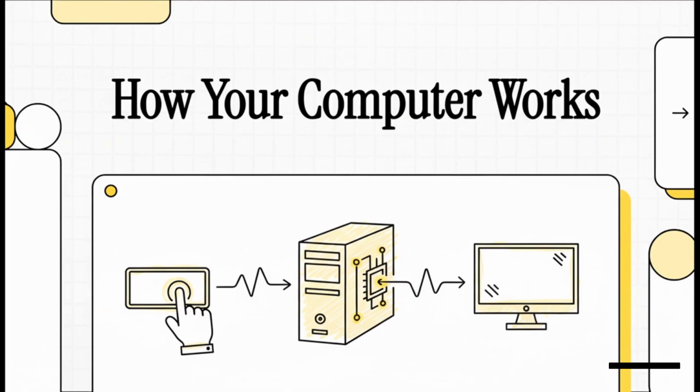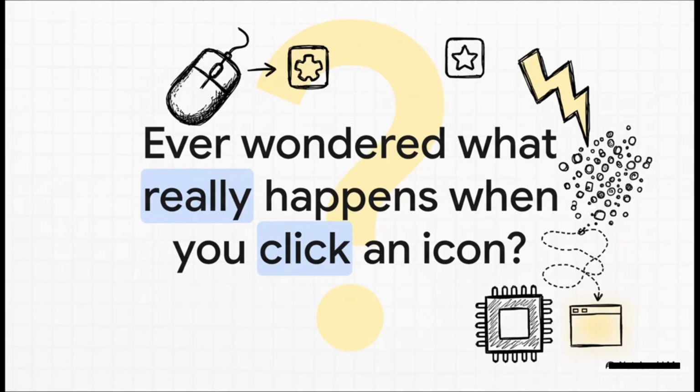So in this explainer, we're going to follow one single click on its epic journey, from your finger, deep into the heart of the machine, and all the way back to your screen. I mean, it seems so simple, right? You want to open an application, you move your mouse, you click the icon, and boof, there it is. But that single click, that one tiny action, kicks off this insane, lightning-fast chain reaction of billions of operations inside your computer. We're going to trace that exact journey step by step.